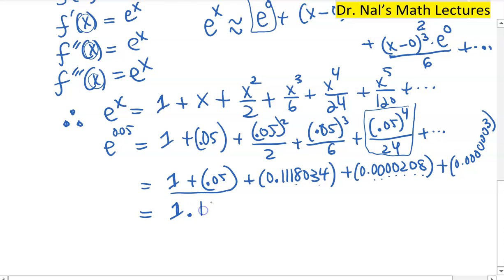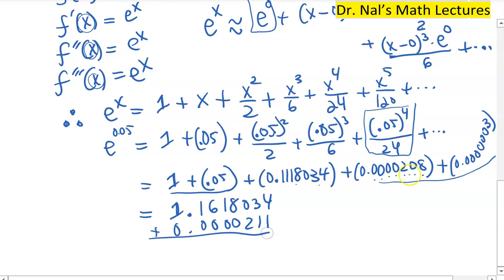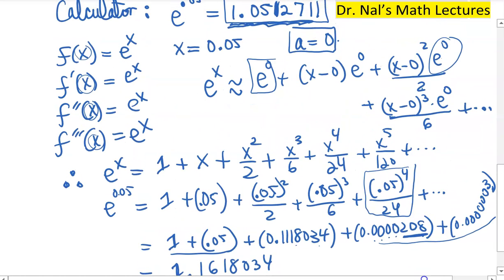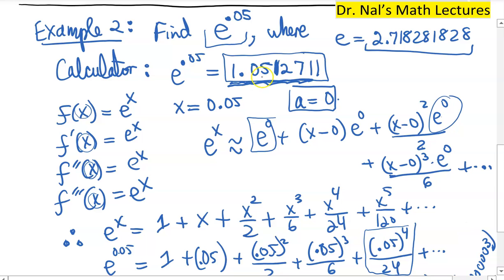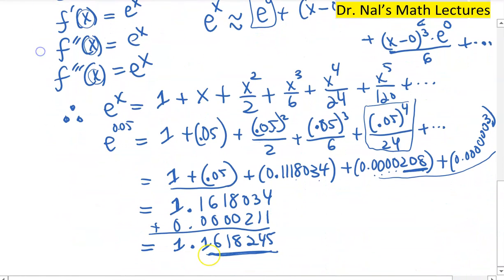1618034, and then I need to add these very tiny terms, which is 0.0000211. Does that make sense? All I did was to add 208 with the 3 in the end. So if you add these, this answer will come as 618245. Now let's compare this with what we have. 1.05127. Wow, it's a little bit off.